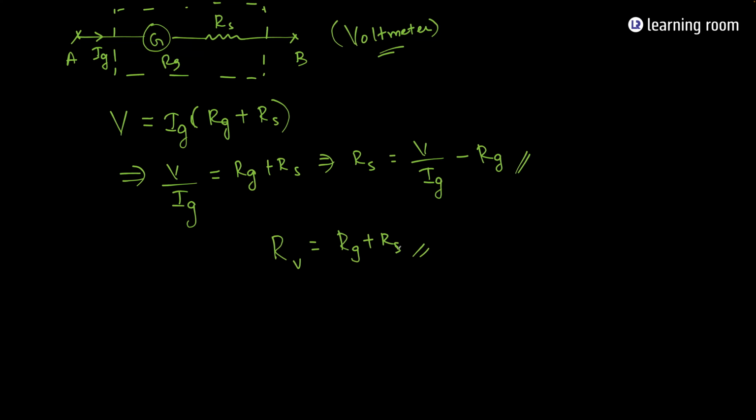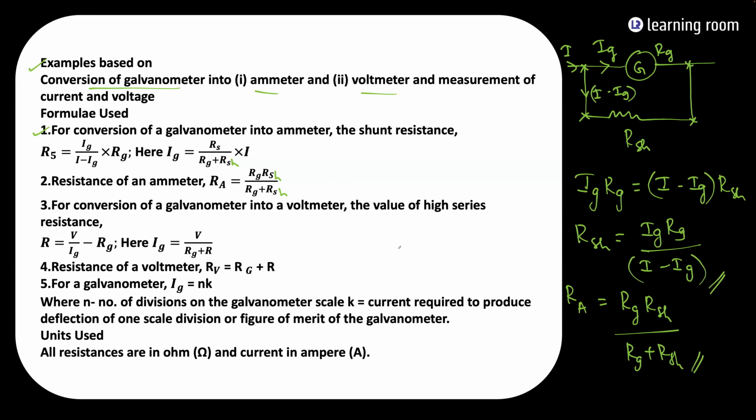Suppose they ask you what is the series resistor you need to connect to a galvanometer to convert it to a voltmeter. You should use this formula. If they ask the resistance of the voltmeter itself, then you should use this formula. In a similar way, what is the shunt resistance that needs to be connected across the galvanometer to make an ammeter? If they ask what is the resistance of the ammeter itself, use the bottom one. This is where you will have the maximum confusion because they appear to be similar.